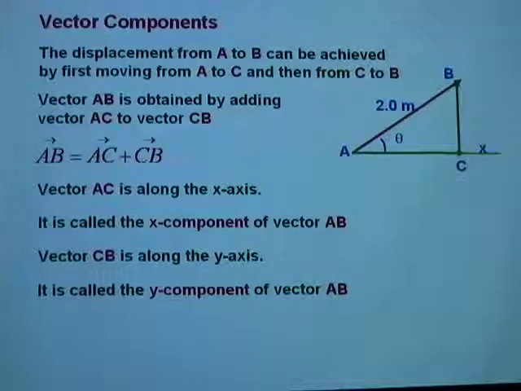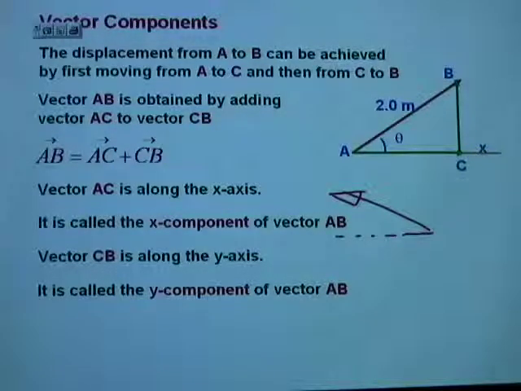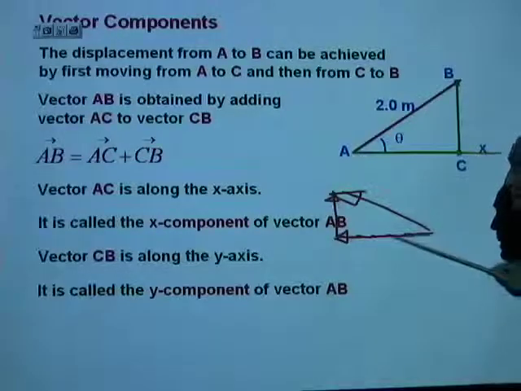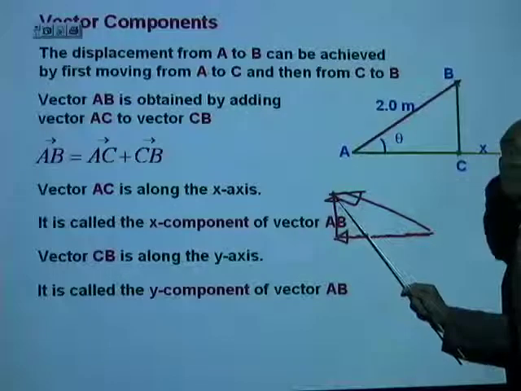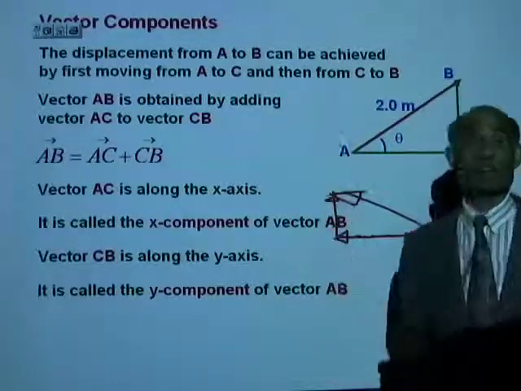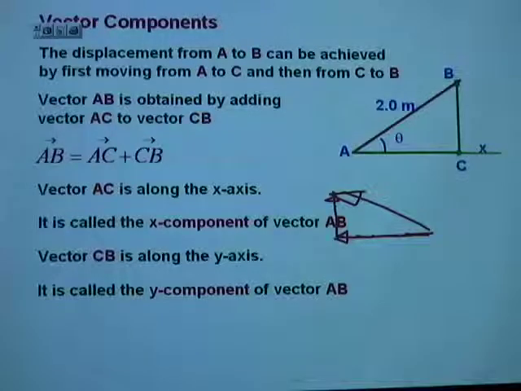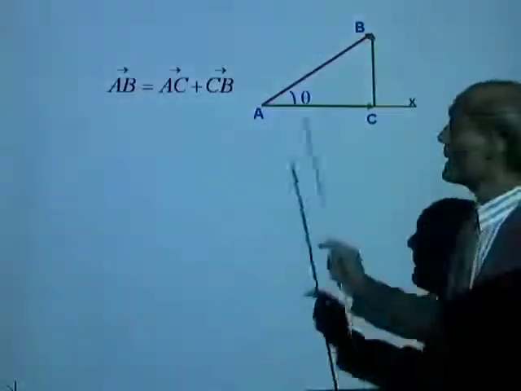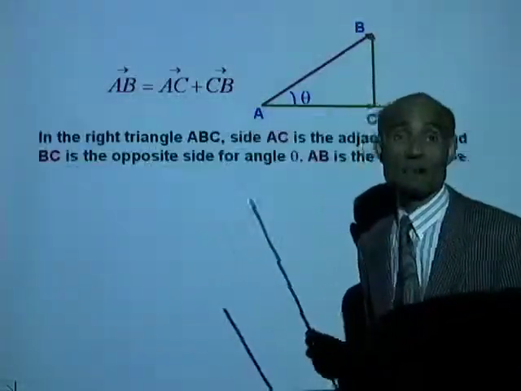For example, if I have a vector like this, look at that. If I have a vector like that, this is the x-axis. Now, it has this x component and this y component. Look at the way I construct. If this is a vector, then its x component is this and the y component is that. Any vector can be broken into an x component and a y component. All right, let's look at that one more time.